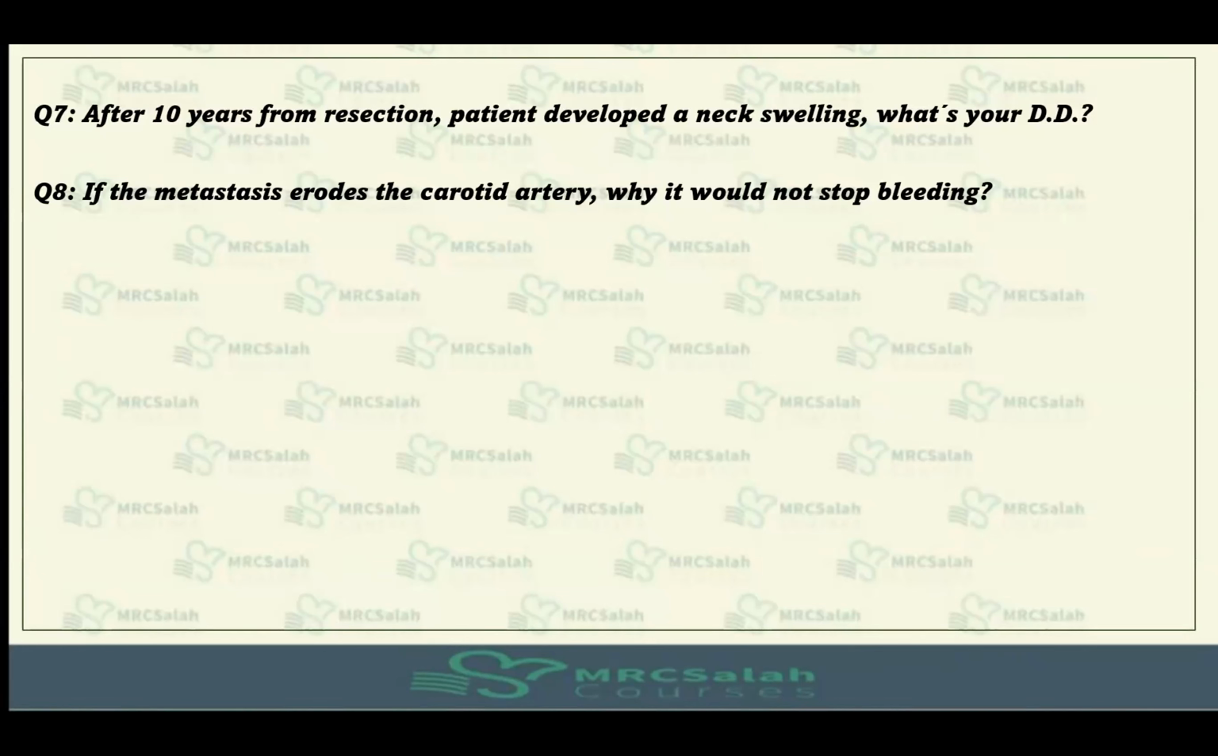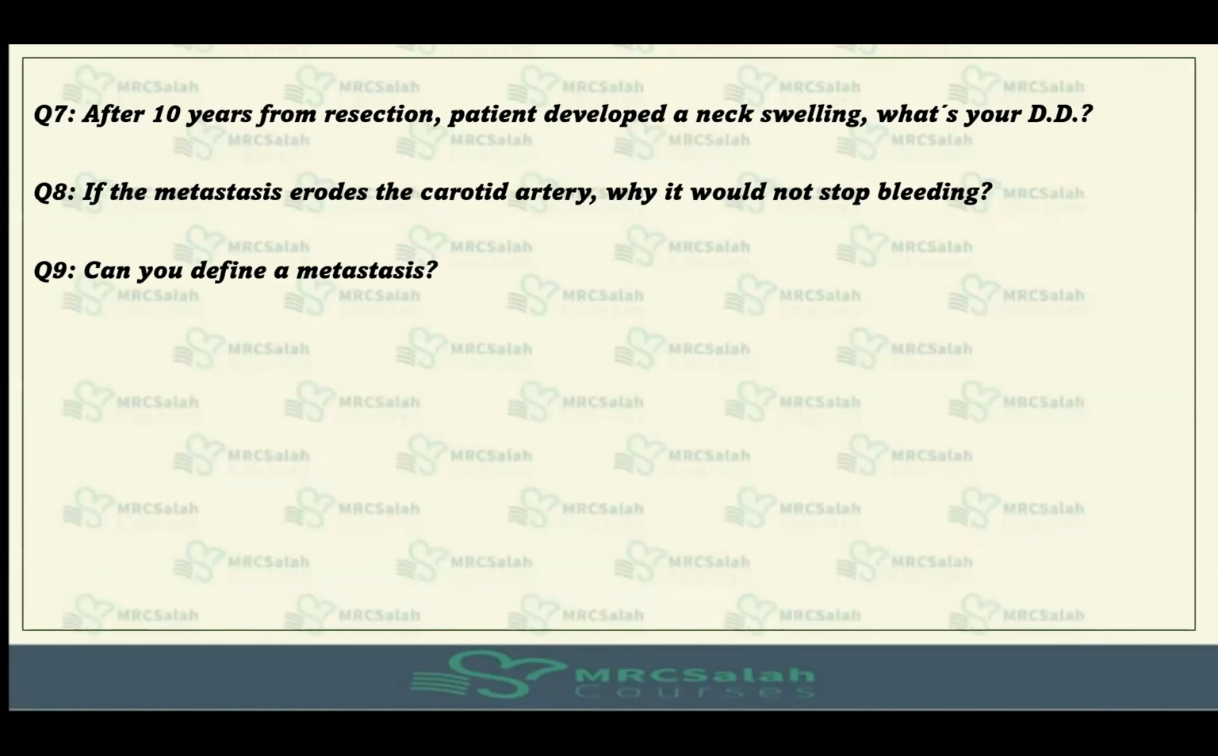So don't mention hypercoagulable state. And by the way, for your knowledge, if anyone asks you, it's called carotid blowout syndrome. The carotid artery ruptures from cancer. It's called carotid blowout. Okay.